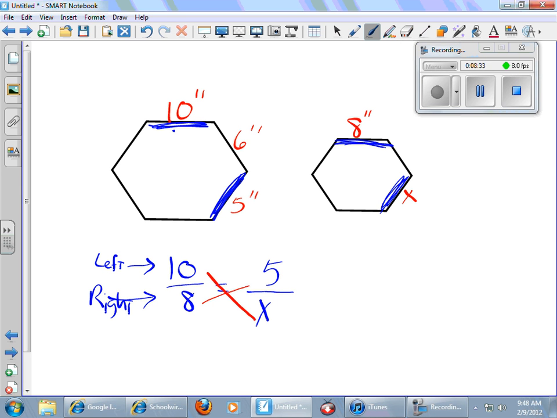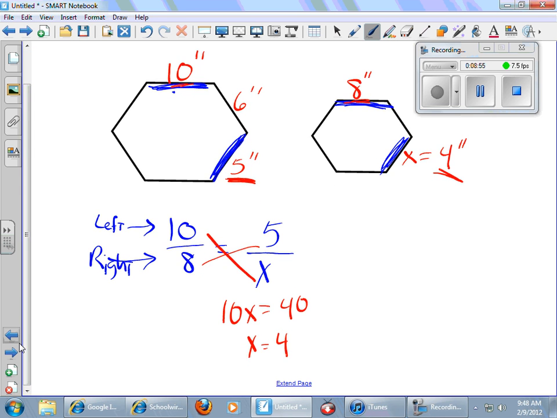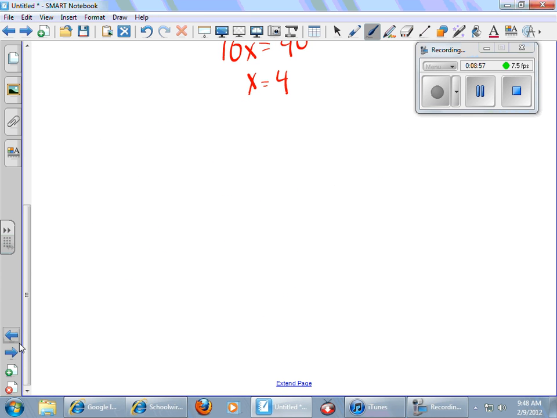I'm going to cross multiply, get 10x. That's going to equal 40. Divide by 10, and x will equal 4. So x must equal 4 inches. All right. Some of you are noticing that 5 to 10 is doubled, and 4 to 8. Double 4, you get 8. That's true if they're similar. Those ratios will hold true, but make sure you show your work or explain your answer. Don't just write down the answer and then say, that's how I did it.